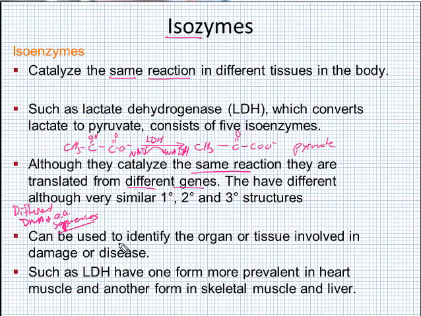Because they are, we use the term expressed, they are produced in different tissues and different organs and different cells. We can use the type of isozyme that we find to tell you what kind of organ and what kind of tissue has been damaged or diseased. They're the same enzyme in that they catalyze the same reaction, but they have different DNA sequences, different amino acid sequences, different tissue expression. Just real briefly, what we mean by expression.